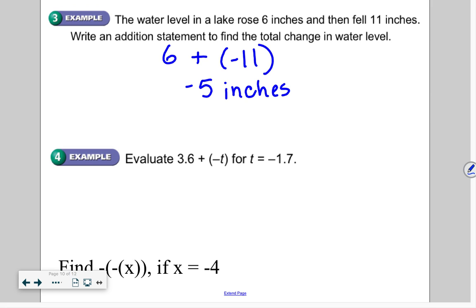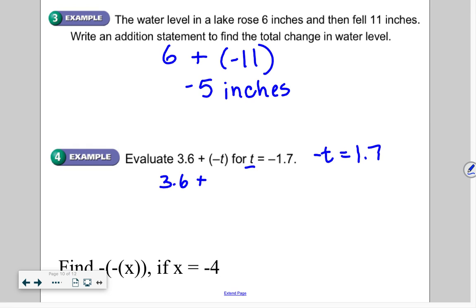Evaluate 3 6/10 plus a negative t for t equals negative 1.7. So let's write down our 3.6 and our plus sign. Now you have 2 choices. Inside parentheses it says negative t, right? But what does it say here? Positive t. So if a positive t is a negative 1.7, what's a negative t going to equal? 1.7. Positive 1.7.